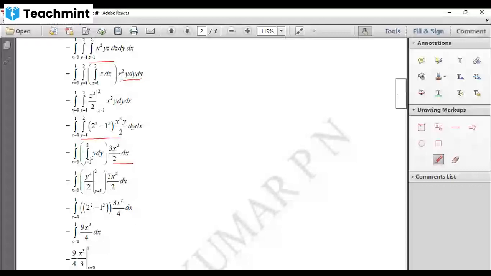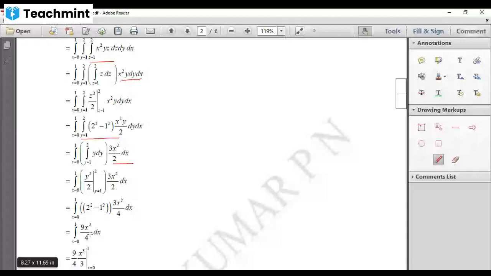So take this 1 by 2 outside. That becomes 3x square by 4. Now apply the limit for y. 2 square minus 1 square. 2 square minus 1 square is 3. 3 into 3, 9x square by 4 you will get.